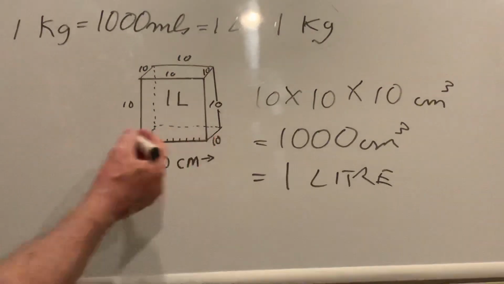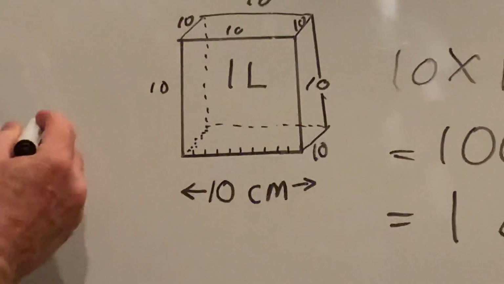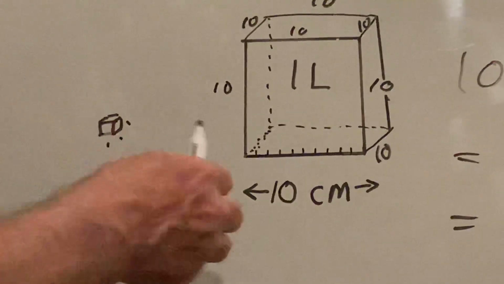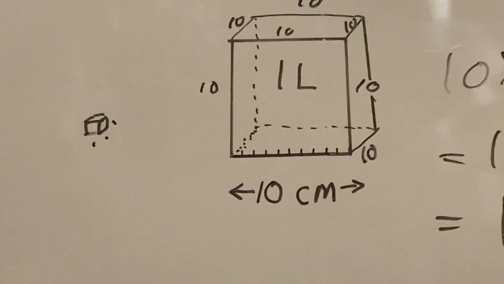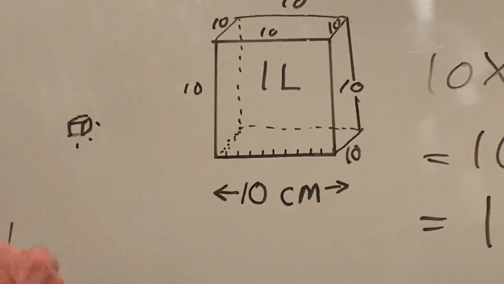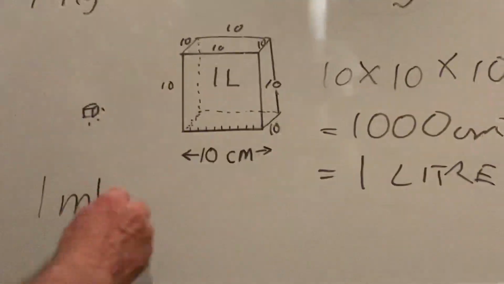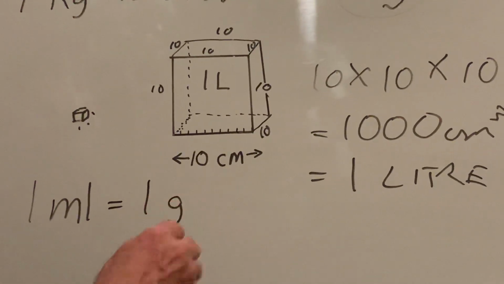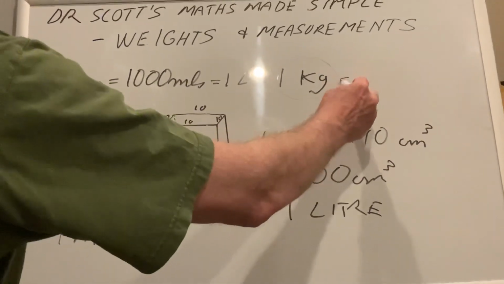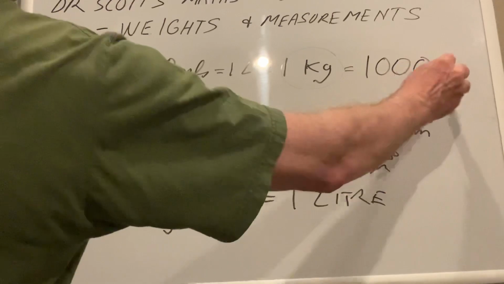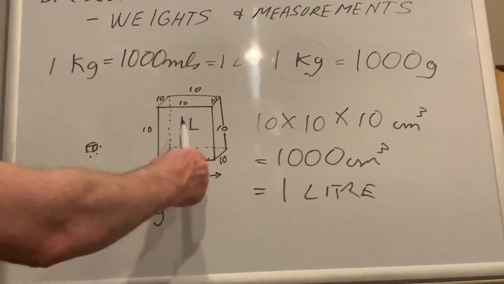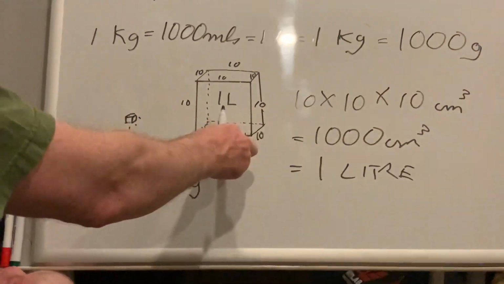One of these little squares, if we did a tiny little square like that, 1 by 1 by 1 centimetre, all around, that's a mil or a millilitre of water. And a millilitre of water weighs 1 gram. So 1 millilitre equals 1 gram in weight, because you know a kilogram equals 1,000 grams. So there are 1,000 grams in here, which equals a kilogram, which equals a litre in volume.